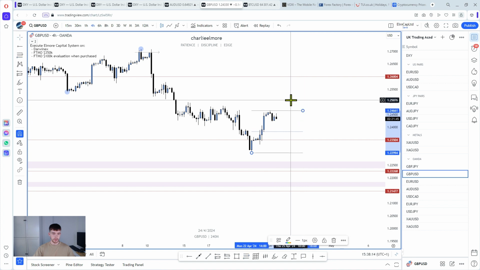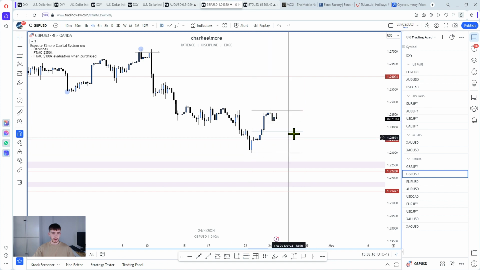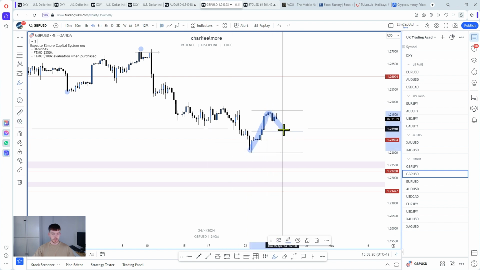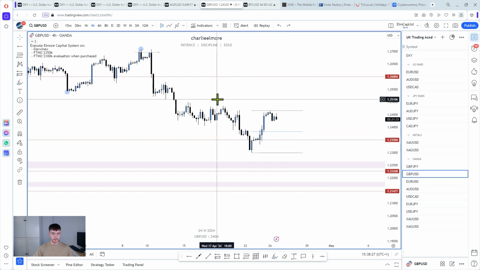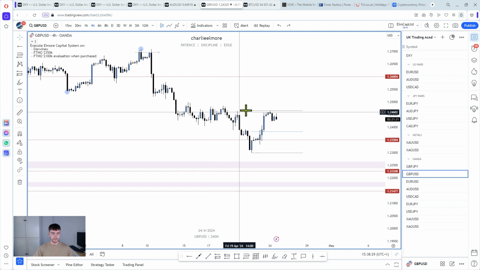Very, very simply put. From the low to the high, I'd want to see a discount of this leg for me to even think about going long. Yeah, buy low, sell high.